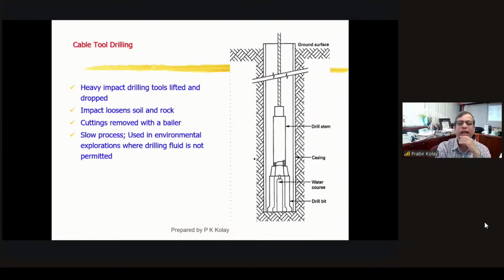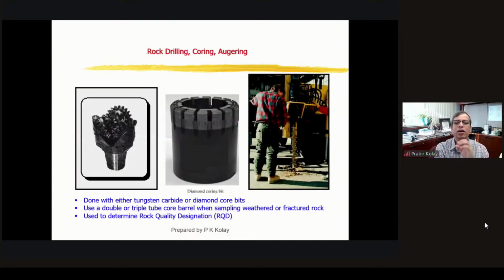The cable tool drilling. There are different types, I'm not going to go into details. So rock drilling, coring or augering. Again, there are different types of attachment you need to add to cut the rock, and then depending on how much is the recovery of the rock, you can calculate the rock quality designation. Okay.